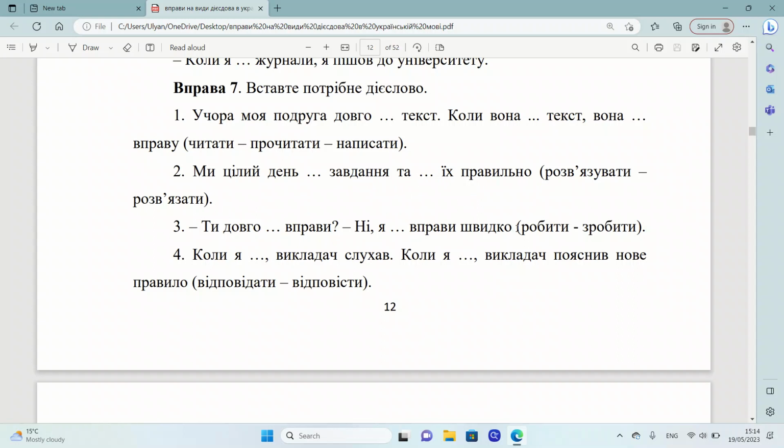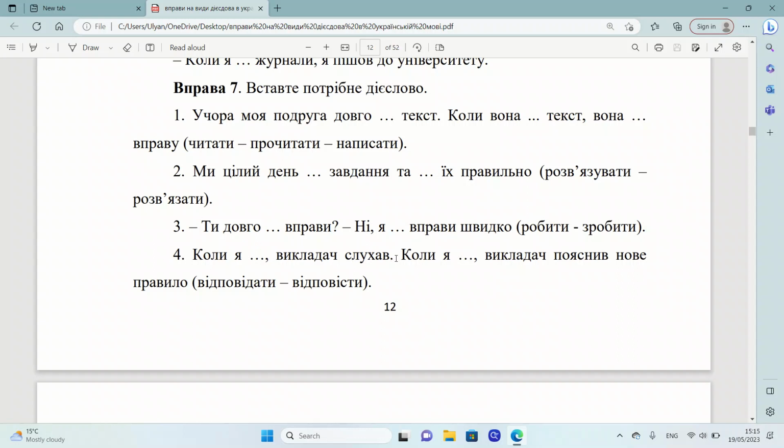Ти довго вправи? Ні, я вправи швидко. So let's say it's in the past. Ти довго робив вправи? Ні, я зробив вправи швидко. How long did you do the exercises? For a long time? No, I finished them very quickly.